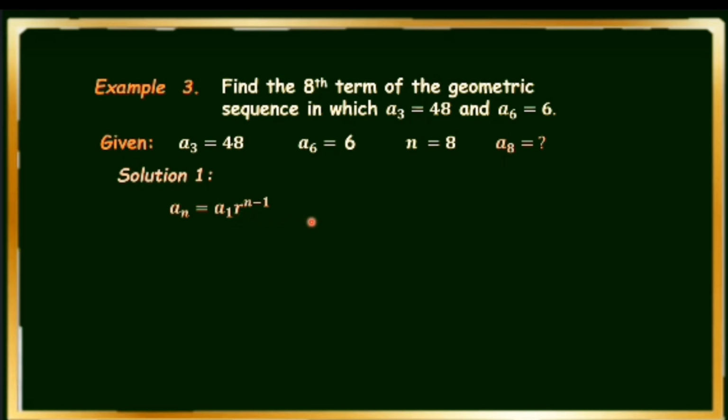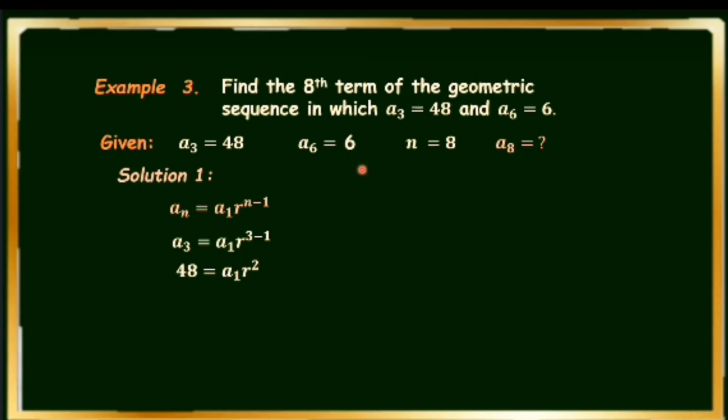Okay, so let's proceed. We're going to write an equation for a sub 3. So a sub 3 is equal to a sub 1 times r raised to 3 minus 1. Now, why do we write an equation for a sub 3 and later for a sub 6? Because we do not know the common ratio. So in this way, we will be able to find the common ratio which we need to get this eighth term. So therefore, a sub 3 is 48, and 48 is equal to a sub 1 times r squared.